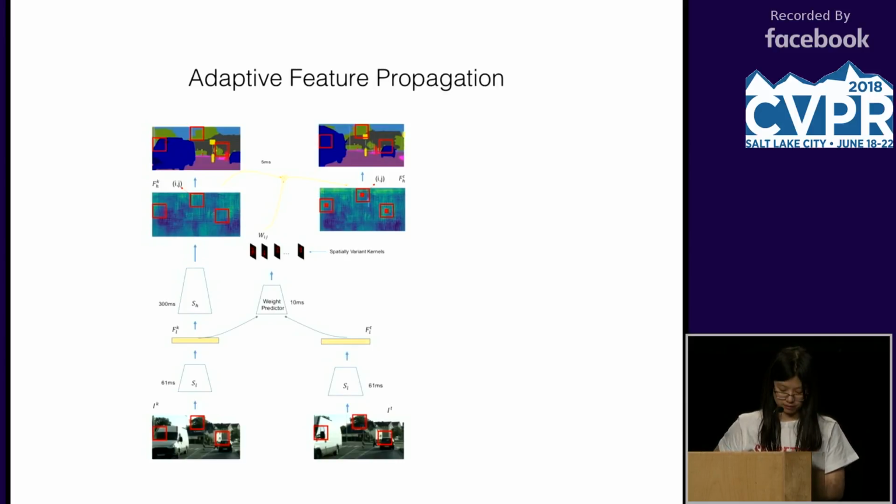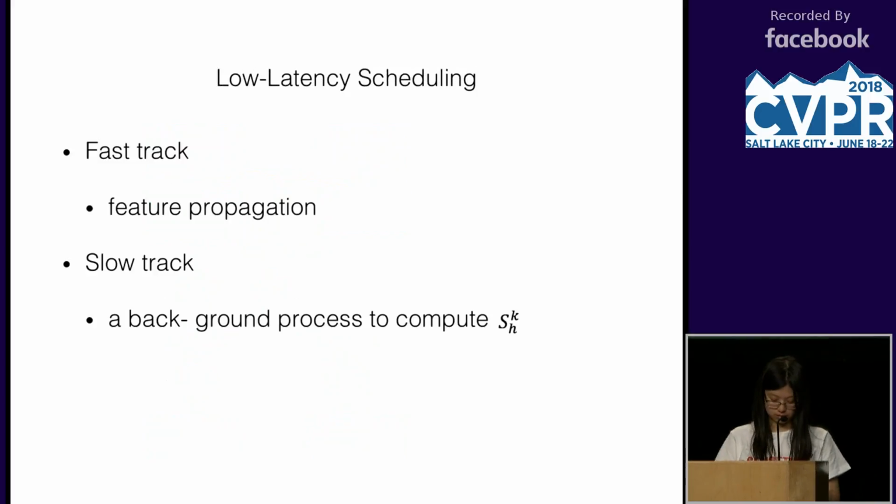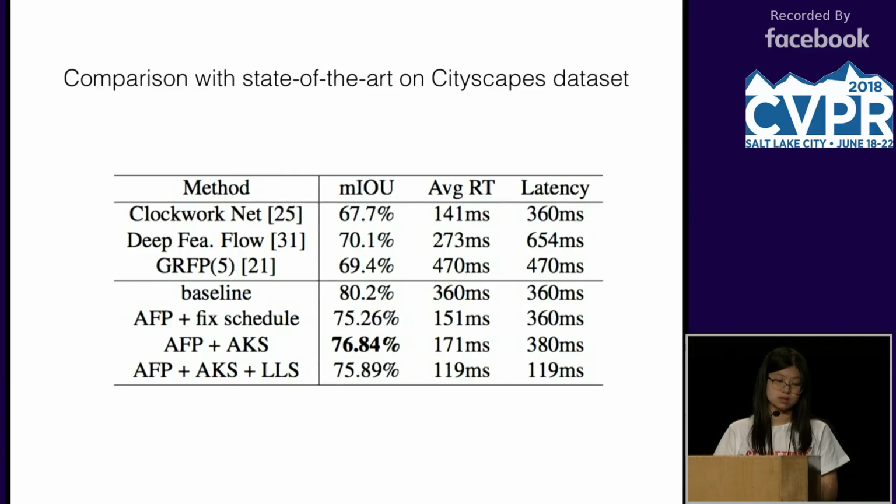Yeah, when a frame is decided to be a keyframe, the feature is also propagated from the last two frames as a fast track. And at the same time, a background process is launched to compute the high-level part of the network and then replaces the cached feature when computation is closed. And this is a slow track.